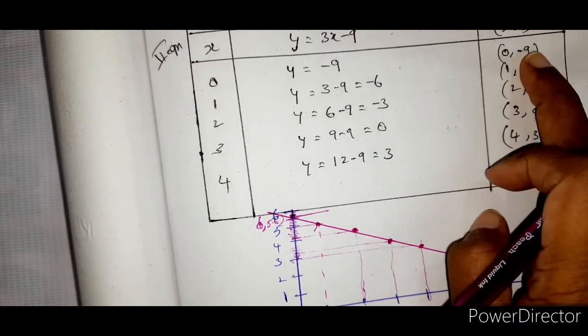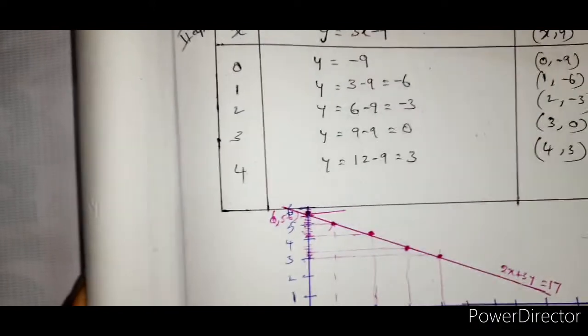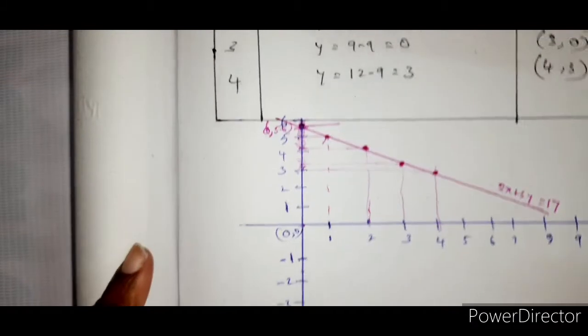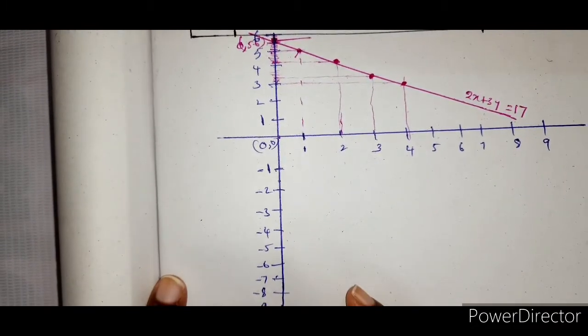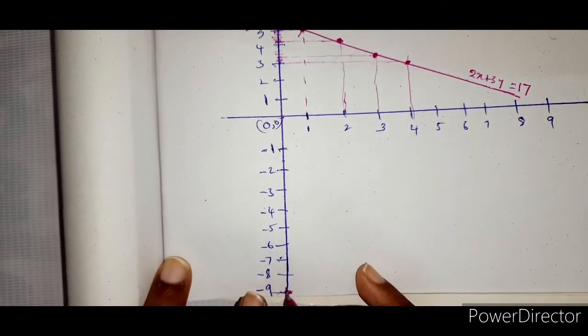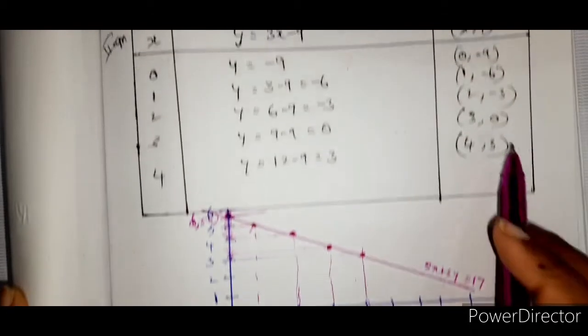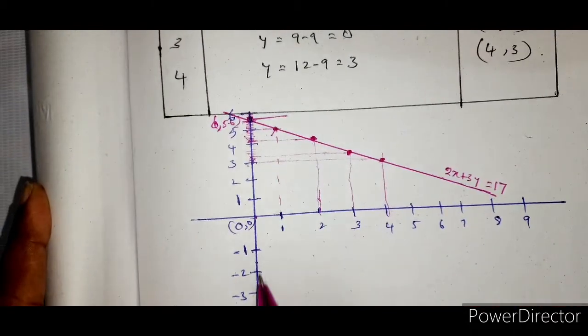At x equal to 0, we got y to be minus 9. So at x equal to 0, y is minus 9, and this is my point. This is where my point is. Now the next one is 1, minus 6.